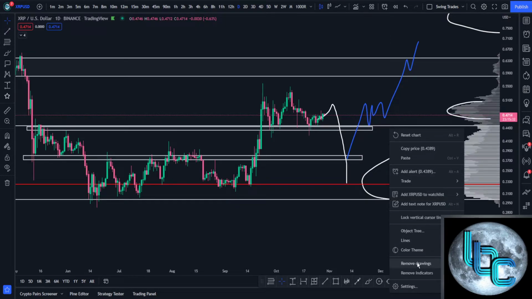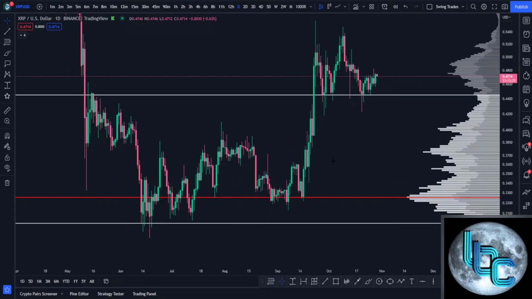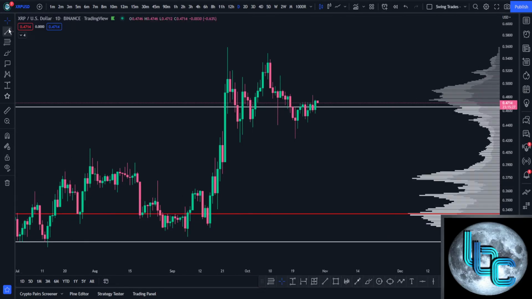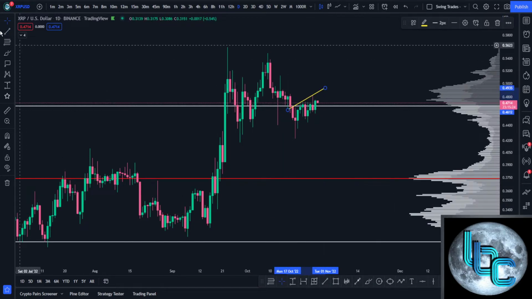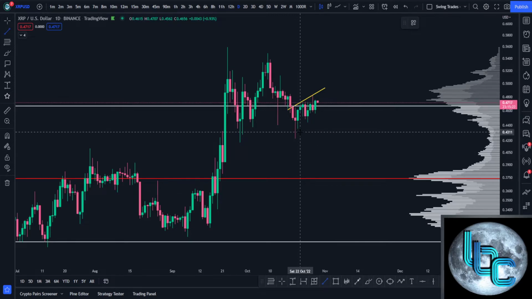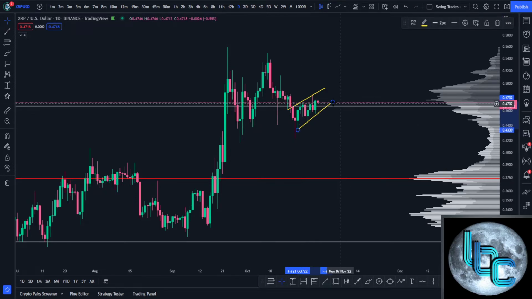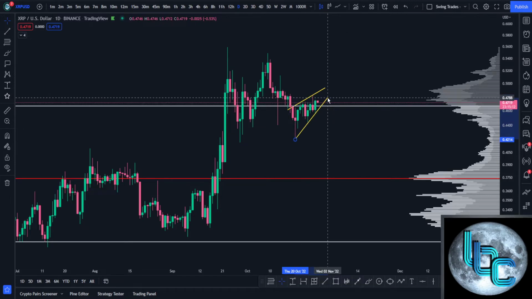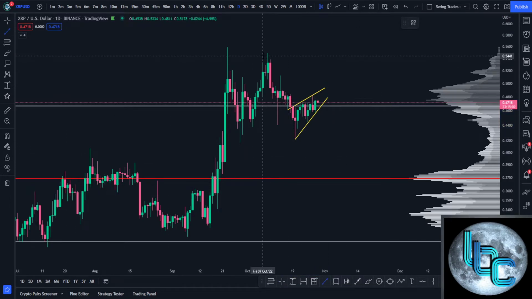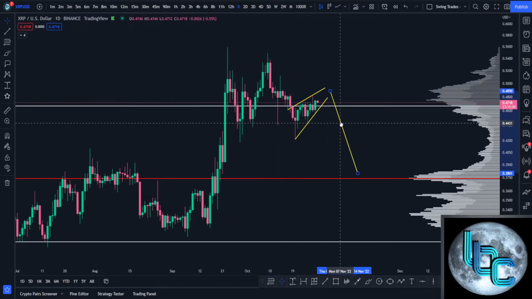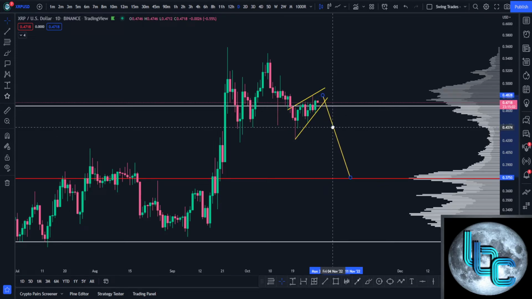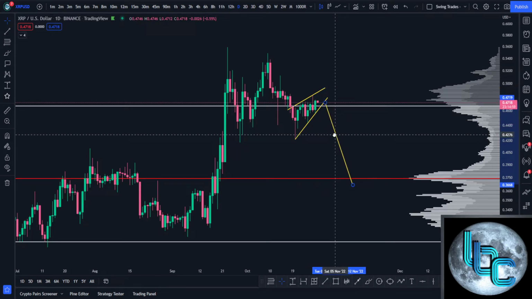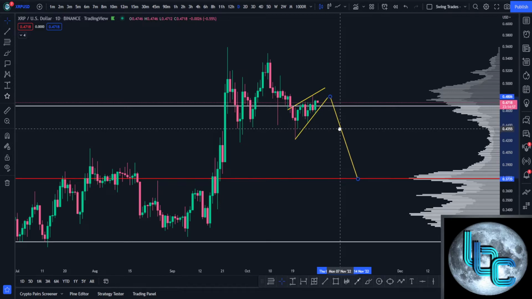Now we can take all that stuff off, and then we can come over here and draw patterns. We have a rising wedge in here, or I'll even go from here to here and call this a bear flag. Nah, it's way more of a rising wedge. So, rising wedge, pull from here to here, come down wherever it breaks. I think it's going to come up before it breaks, so I'm going to place this here.